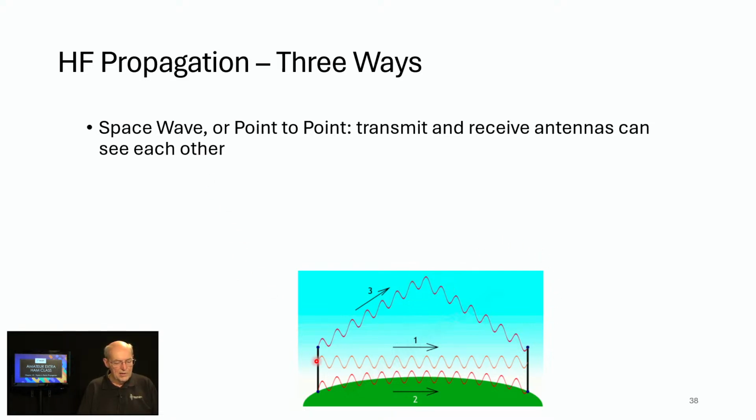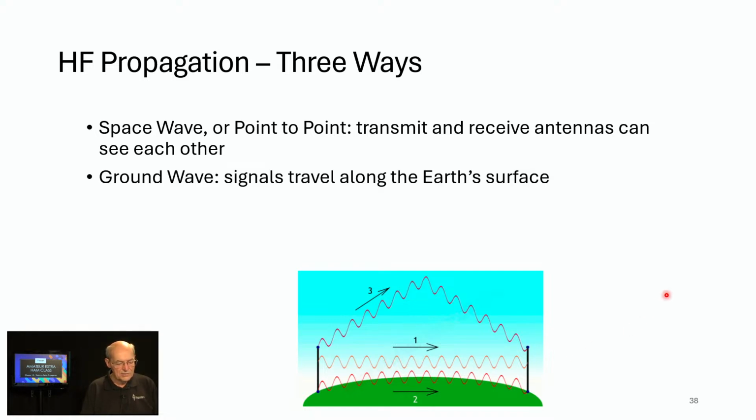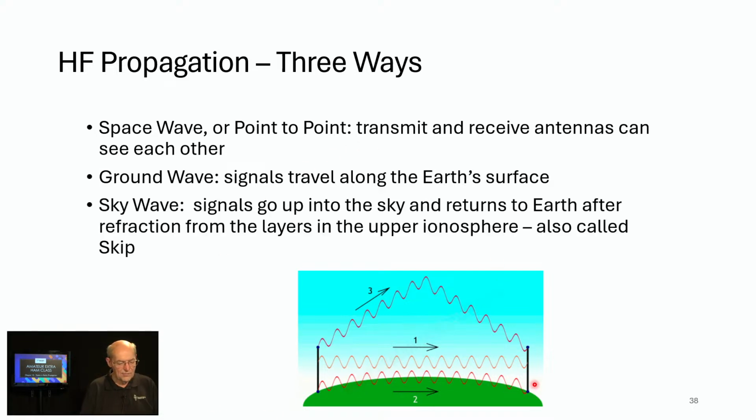We've got point to point. Transmit and receive antennas can see each other. And ground wave signals travel along the Earth's surface. It's down here. So space wave, point to point, and ground wave.